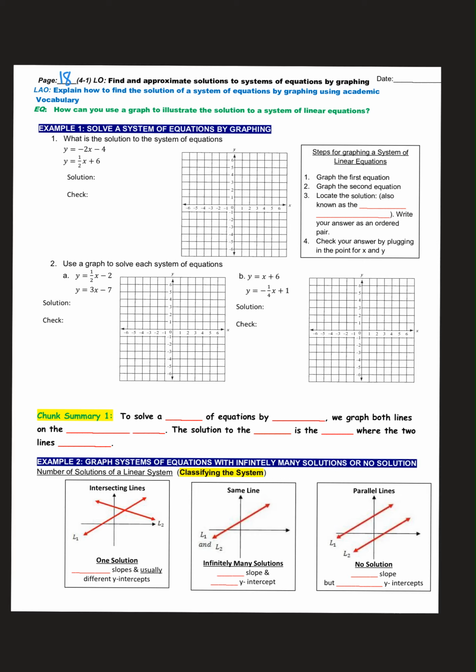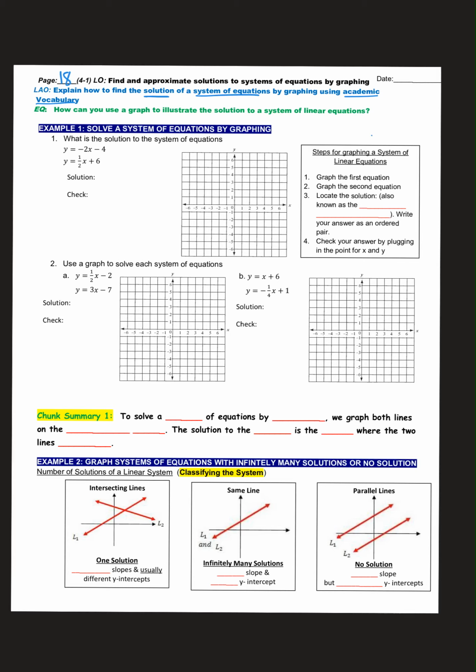So, our learning objective is to find and approximate solutions to systems of equations by graphing. And our language acquisition objective is to explain how to find the solution of a system of equations by graphing using academic vocabulary. And our essential question, how can you use a graph to illustrate the solution to a system of linear equations?